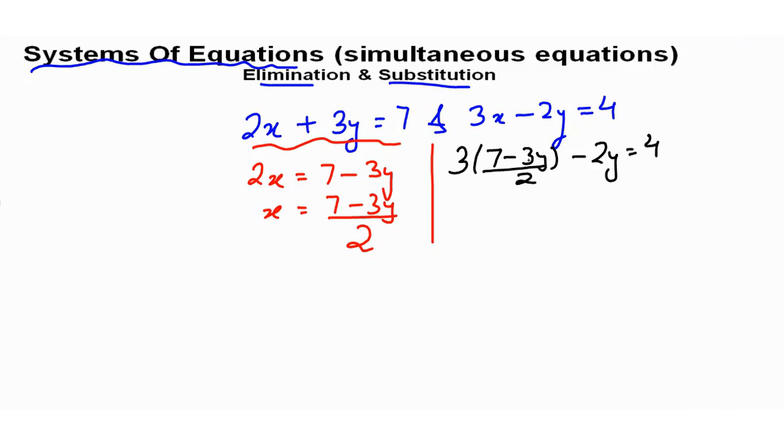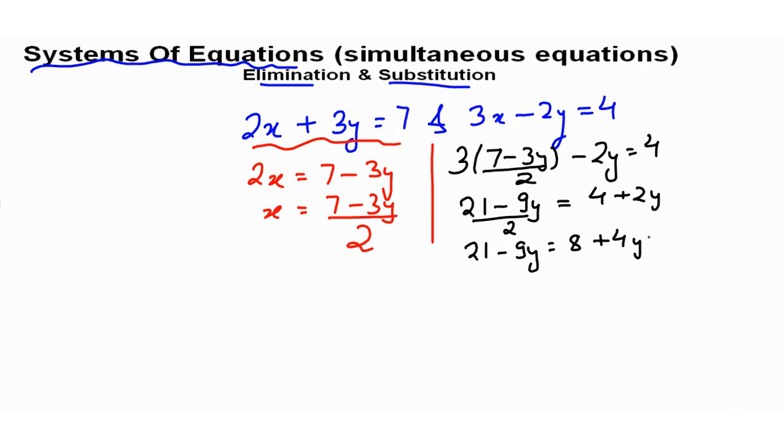Now we are going to multiply this. This is outside the bracket, so it will be multiplied in both of these terms. So this would be (21 minus 9y) upon 2 equals 4 plus 2y. We can just take LCM also. I prefer this method. We'll multiply 2 on this side. So 21 minus 9y is going to be 8 plus 4y.